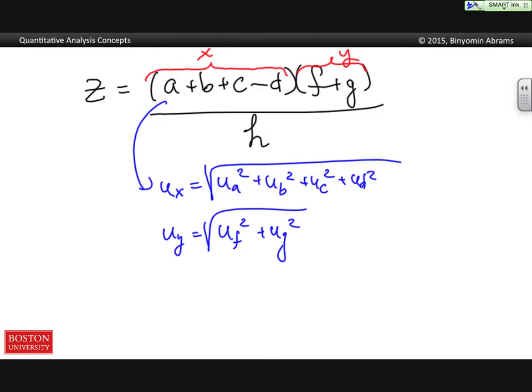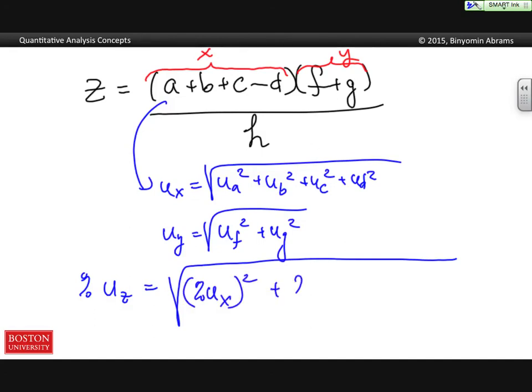And now, to get the total uncertainty, so the uncertainty in z, now this is a product and quotient, so this is percent uncertainty, equal to the square root of the percent uncertainty in x squared plus the percent uncertainty in y squared plus the percent uncertainty in h squared. And so there's no need to do each one of these separately. We can do all multiplications or divisions at the same time, or all addition and subtraction at the same time. The only thing we can't do is mix additions and multiplications.